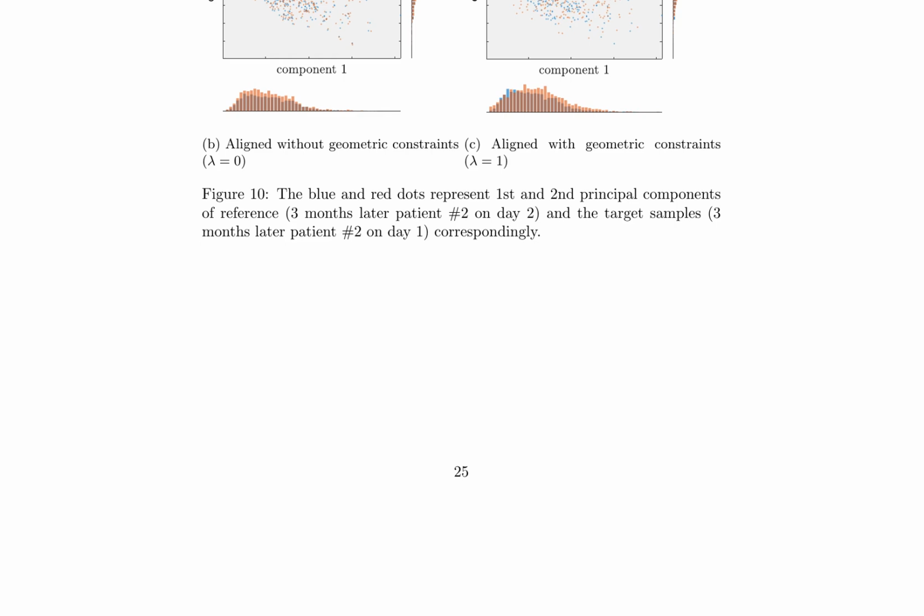By preserving these relationships, researchers can gain a more accurate understanding of underlying biological processes and make more informed decisions based on data analysis. The alignment process is essential for comparing and analyzing datasets, and the incorporation of geometric constraints ensures that the spatial relationships between samples are maintained, leading to more accurate and meaningful results.